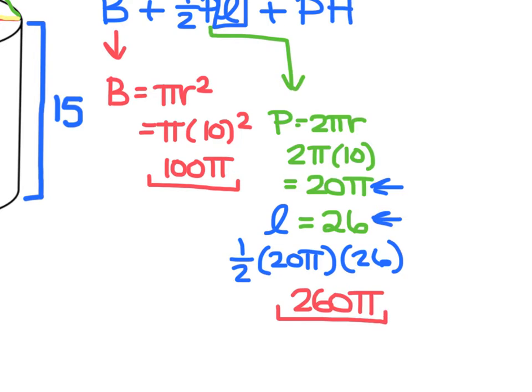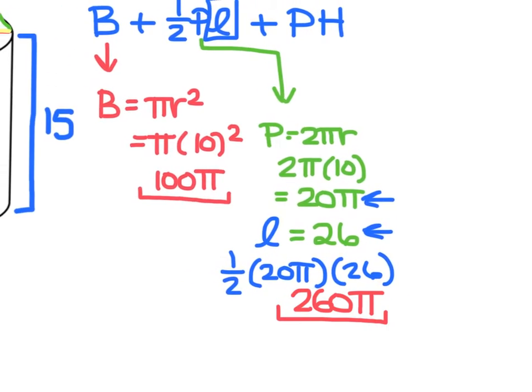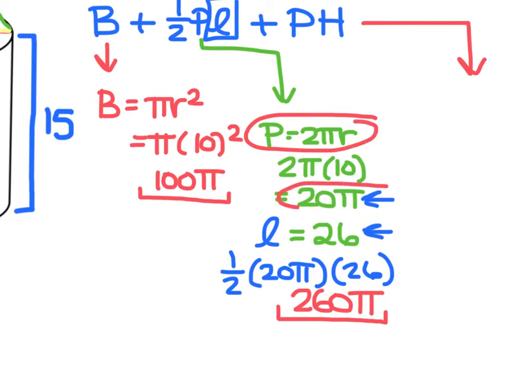That's the second part. Last part. All right, the last part, guys, is going to be the perimeter times the height. We already found the perimeter. It's 20 pi. It's not going to change. Okay, so 20 pi. The height of the cylinder is 15.